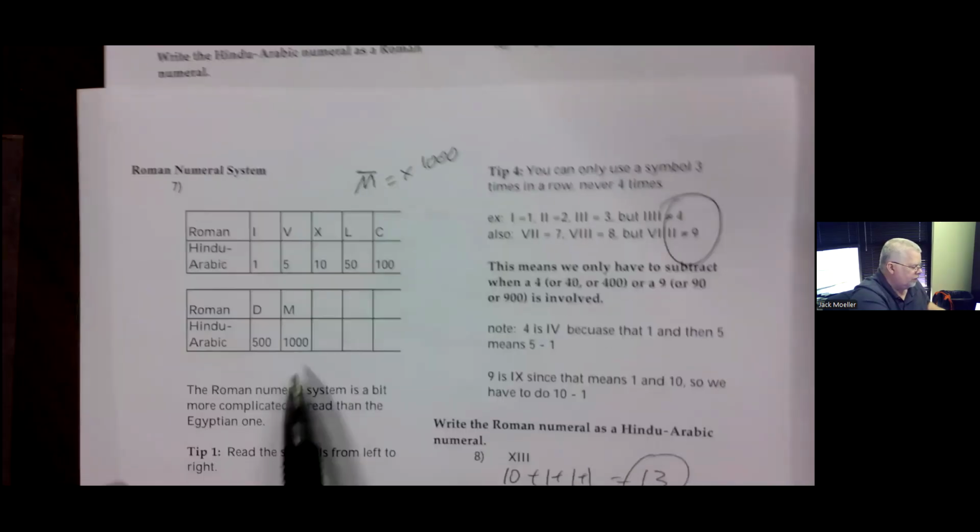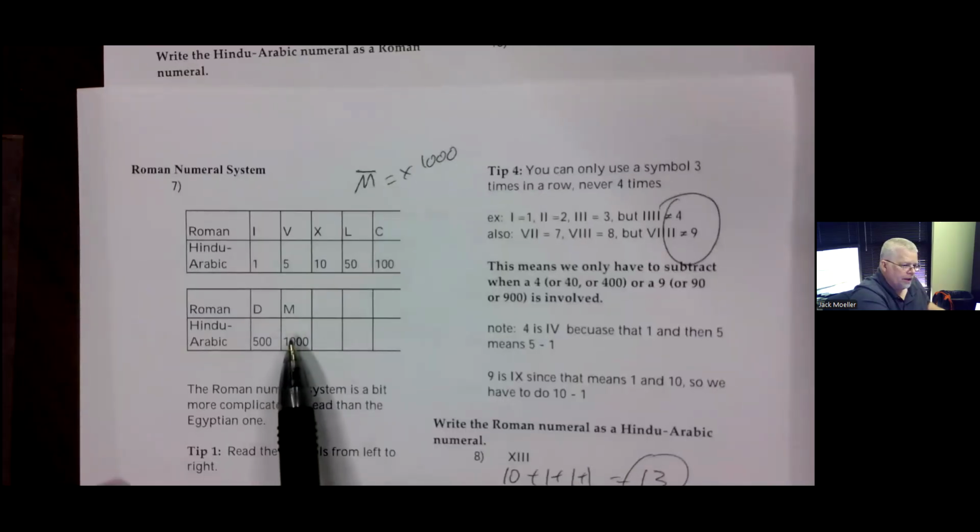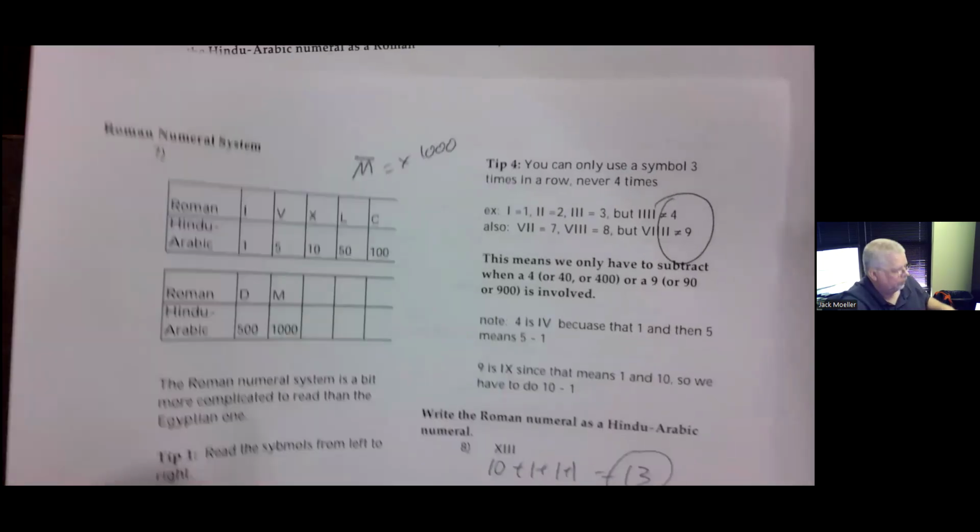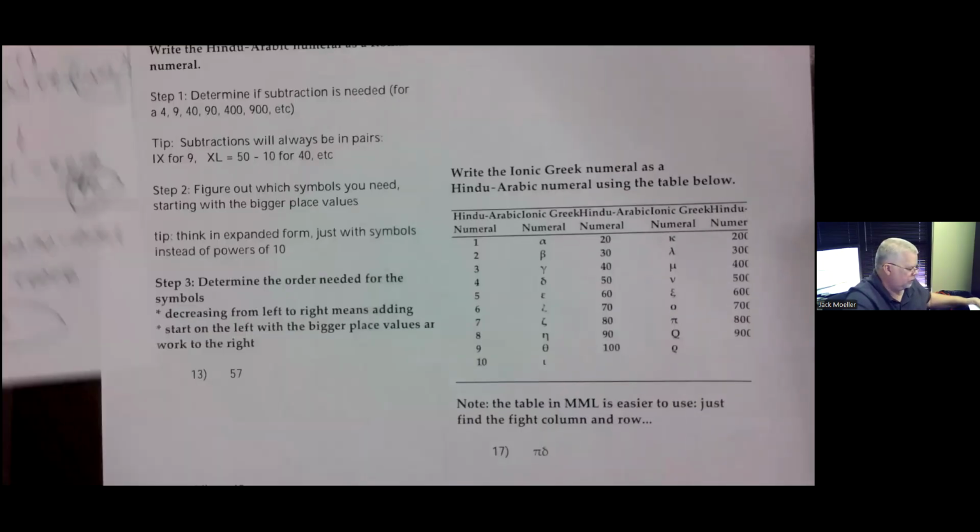Start with the biggest place value first. So do you need any thousands? Yes or no? Do you need any 500s? Do you need any hundreds? Kind of work in reverse order, from largest to smallest.